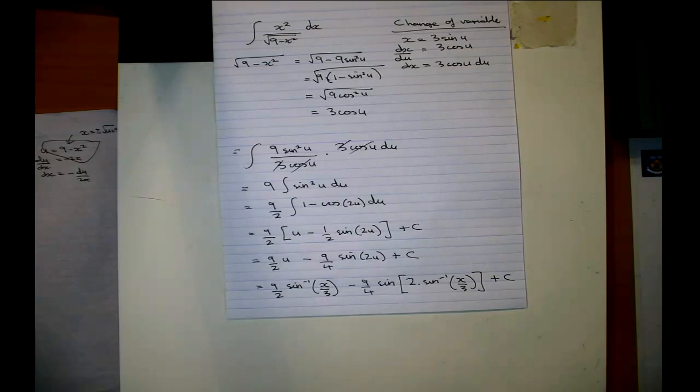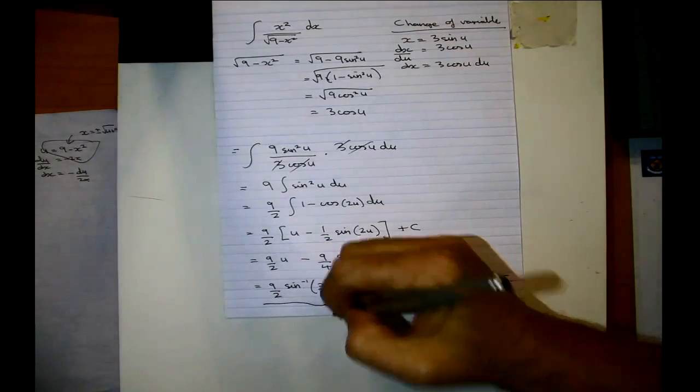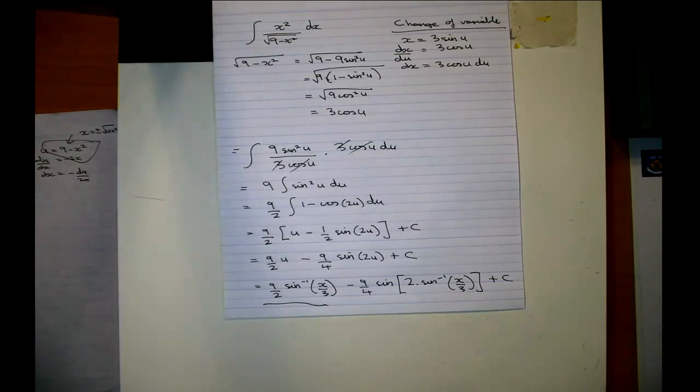So this first bit's fine, and the second bit's not. That's not an acceptable answer. What we do instead is we turn it into something involving sines and coses. Right, so we can use our little reference triangle.